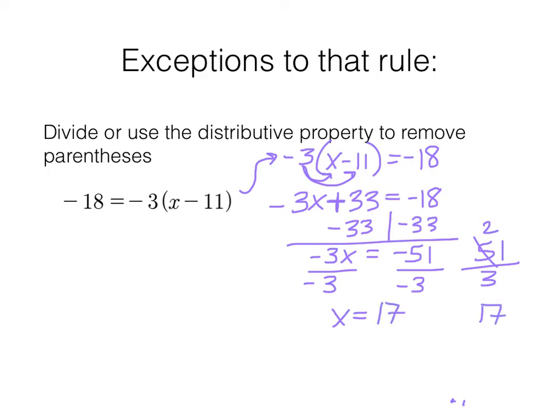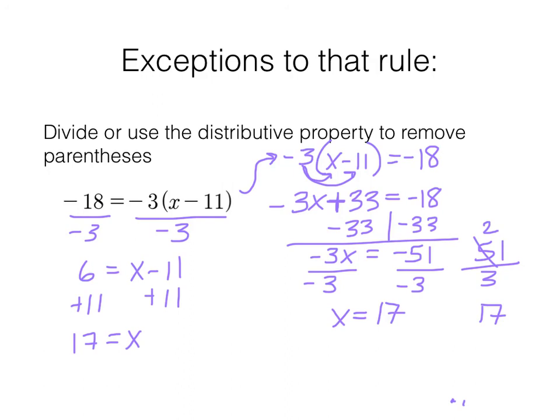All right? But notice here that this is negative 18 equals negative 3 times this quantity. I could actually divide off this negative 3 from the beginning. And that is a cool trick to look for, because watch what happens once I do that. It's just a one-step equation now. Add 11 to each side, and you get your 17 again. Let's check it real quick.